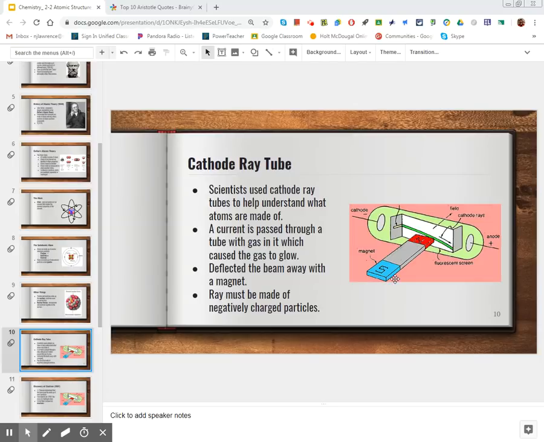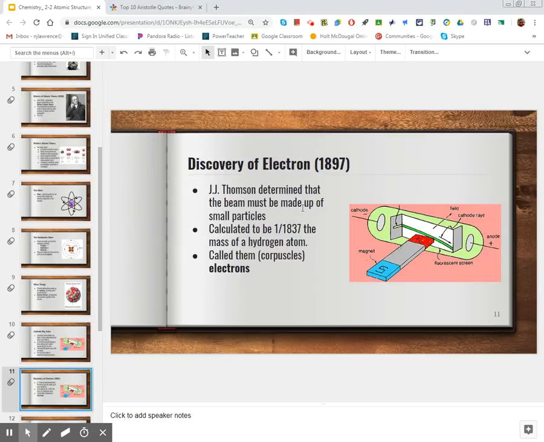And so you hooked up a magnet, and I'll show you a video of this in class of a guy actually doing this, that we saw that light, that laser, begin to bend, to begin to get attracted to that magnet, which determined that whatever this stream was going across had a negative charge. And so he determined that the small beam is made up of something smaller than an atom, and he had calculated it to be actually 1,837 times smaller than the mass of a hydrogen atom, which was the smallest atom known. And these guys are eventually what we call electrons.